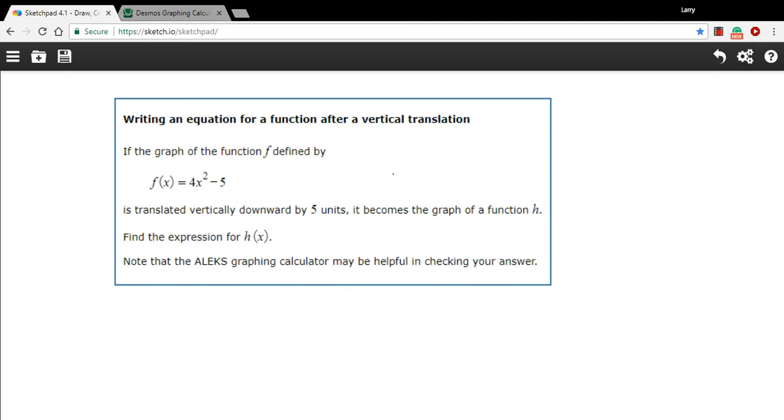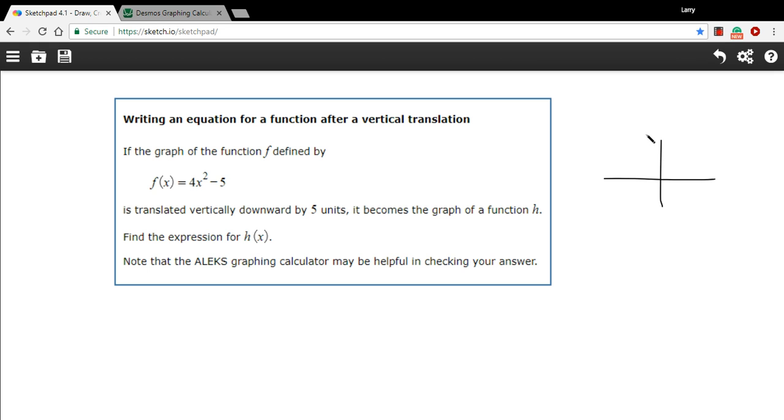In this question, we're being asked to write a new equation after a function is translated vertically. That is, it's moved up or down. The function we're starting with here is 4x squared minus 5, and then we're being asked to translate that vertically downward by 5 units.